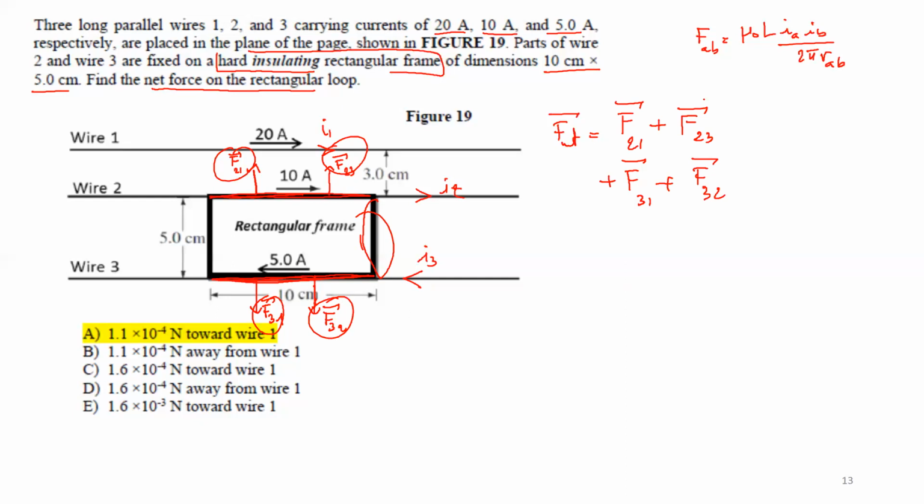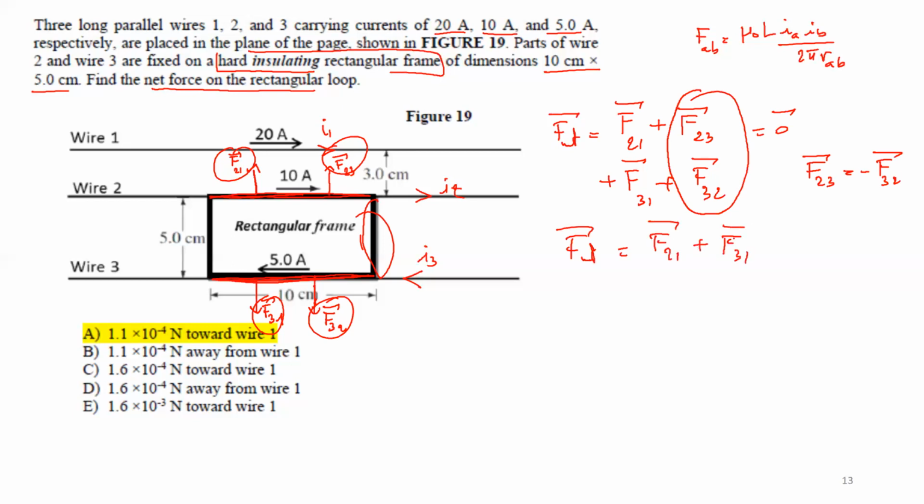Good. Now, F23 and F32 are equal and opposite to each other. Do you agree? This is 0. Why? Action-reaction law pair. Okay? Let me write it down. F23 is equal in vectors to minus F32. So they cancel each other. So my net force is very simple. It's just F21 plus F31. So these two cancel, this one and this one cancel. So now these two forces are the forces that act on my rectangular wire.